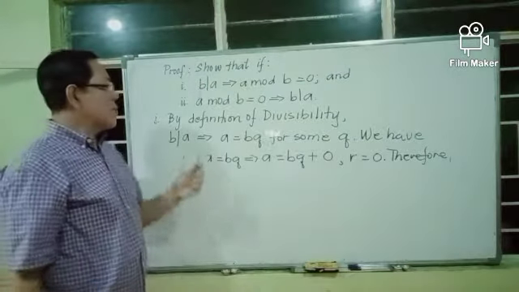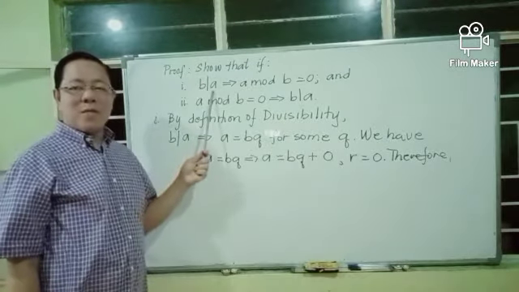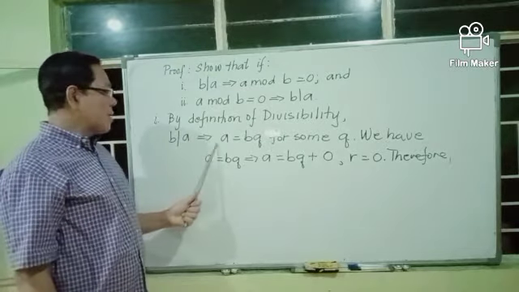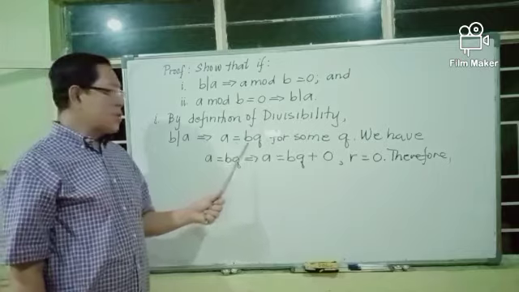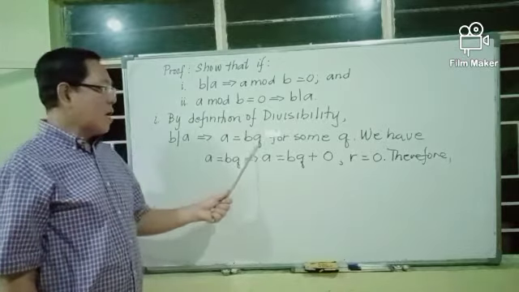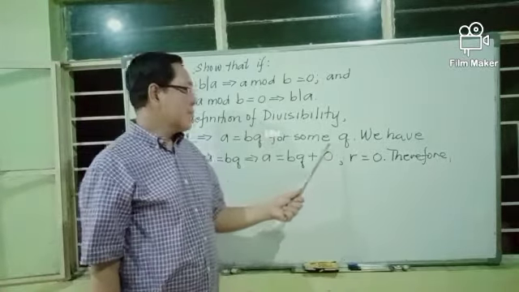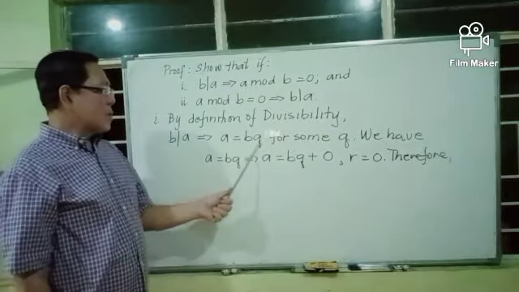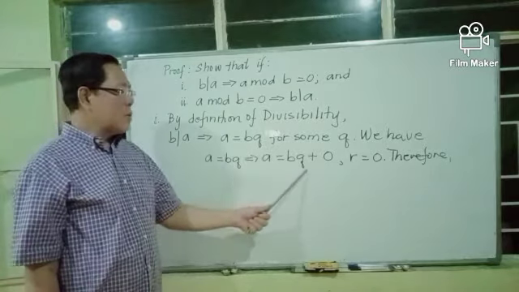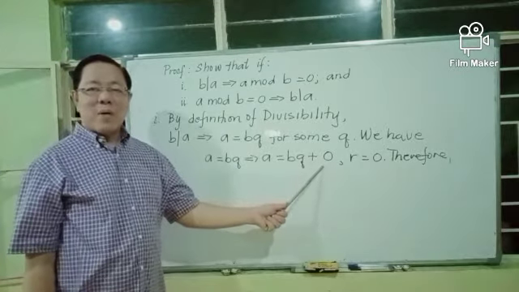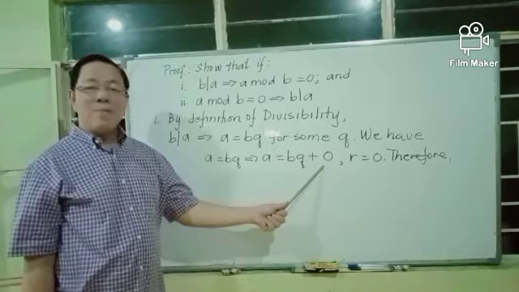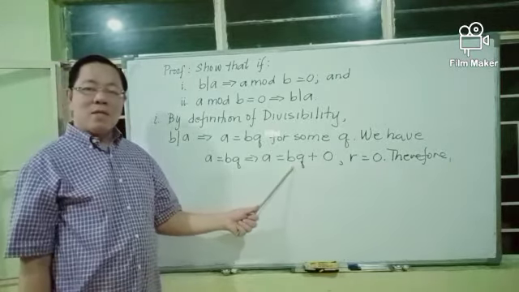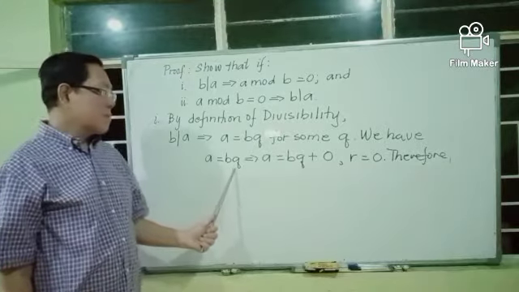We are given that B divides A, so we use the definition of divisibility. If B divides A, then A can be written as B times Q, where Q is some integer. And we have A equals BQ can be written as BQ plus 0. This is by property of the identity element for addition: adding zero to a quantity is equal to the same quantity.